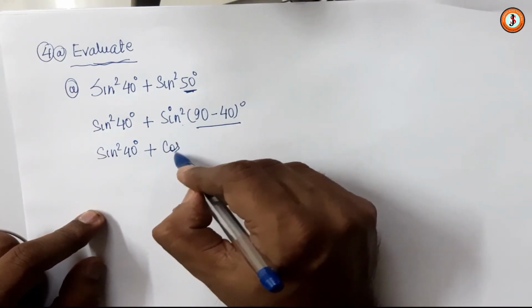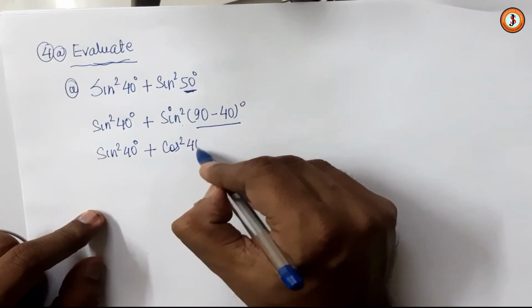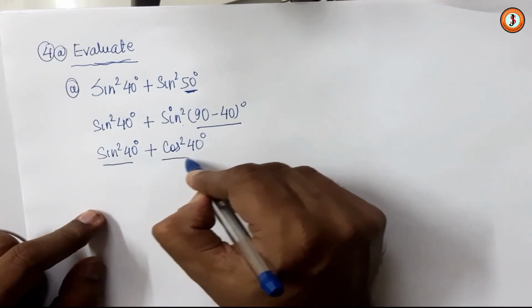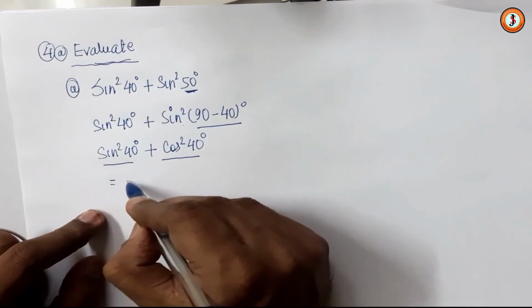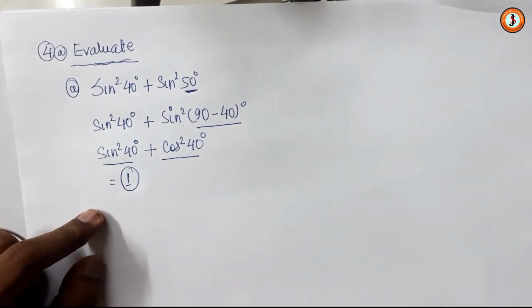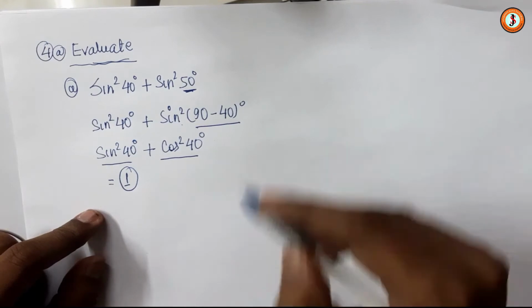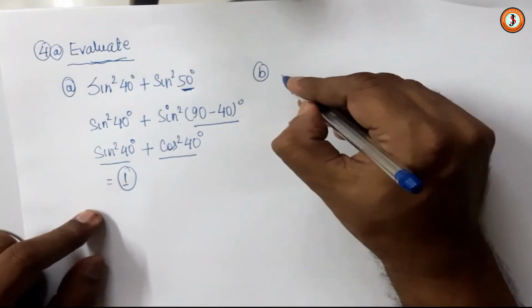So this will be cos square 40. Now if the angle is same, then sin square theta plus cos square theta is what? 1. So I am getting this as 1. Alright. Same thing happens for sec and cot.